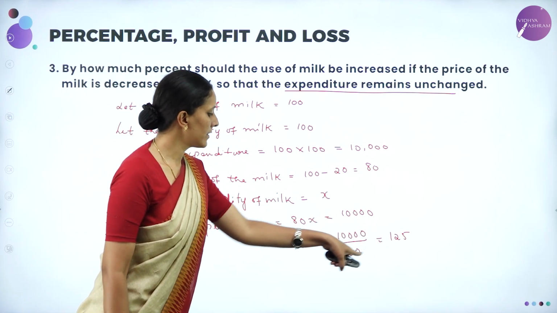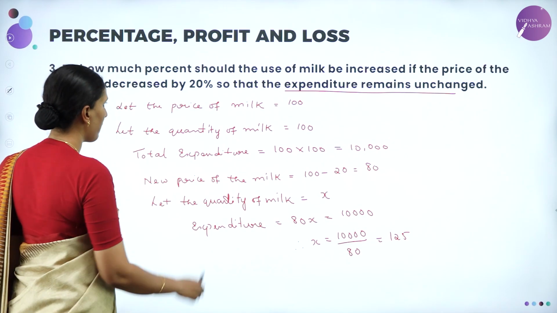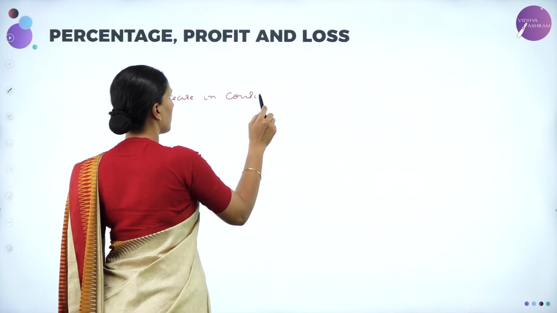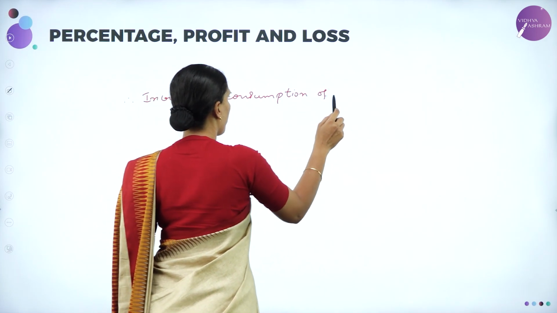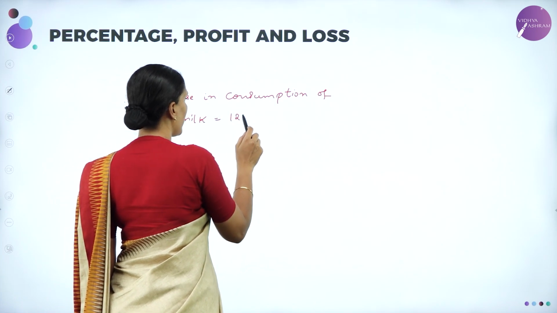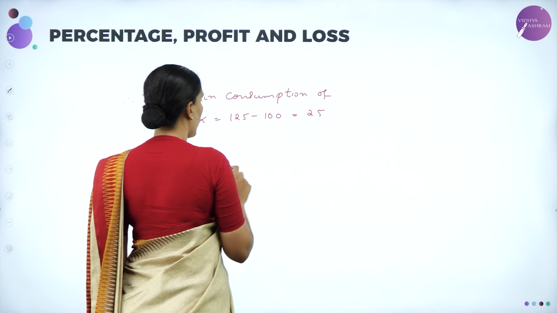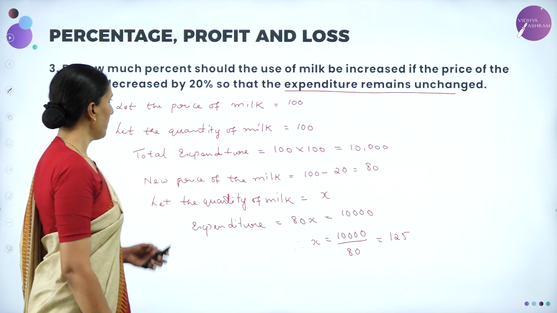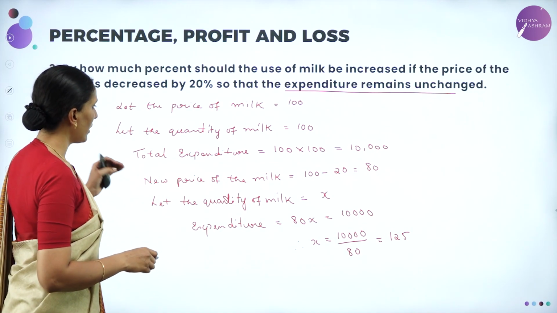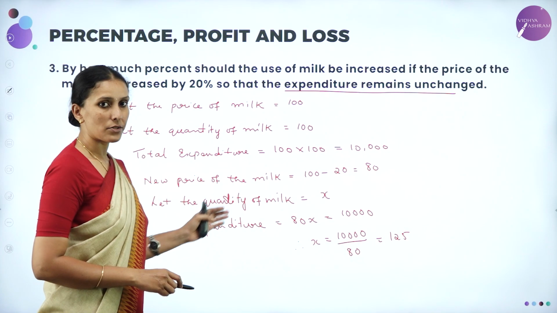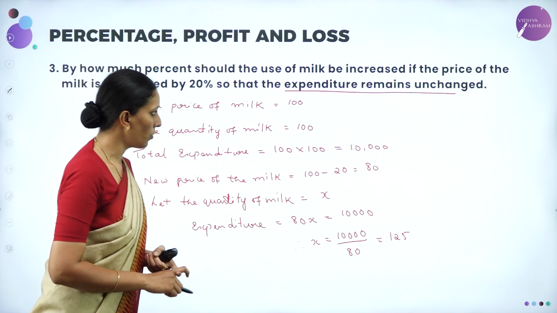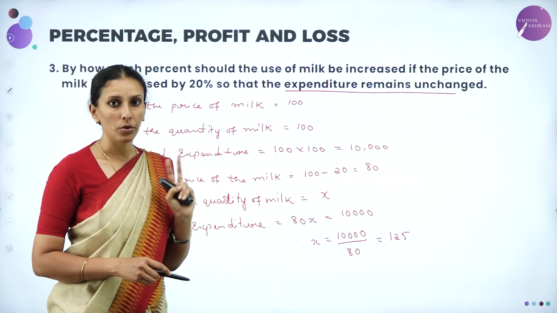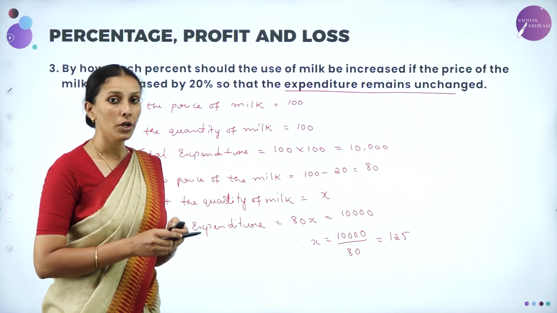So therefore, the increase in percentage of milk is 125 minus 100. So the increase in consumption of milk equals 125 minus 100, which is equal to 25. So therefore, the percentage increase is equal to 25%. So clearly, the price and the quantity are taken in hundreds, so then the total expenditure will be same as the new price as well as the quantity of the milk. So using that, we can find the unknown value x, where x indicates the increase in consumption of milk. The original consumption was 100 and the difference is 25. So therefore, the percentage increase in the consumption of milk is 25%.